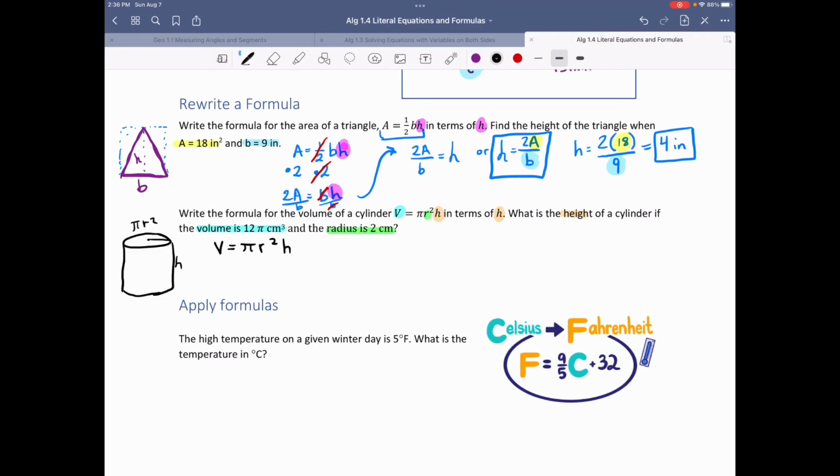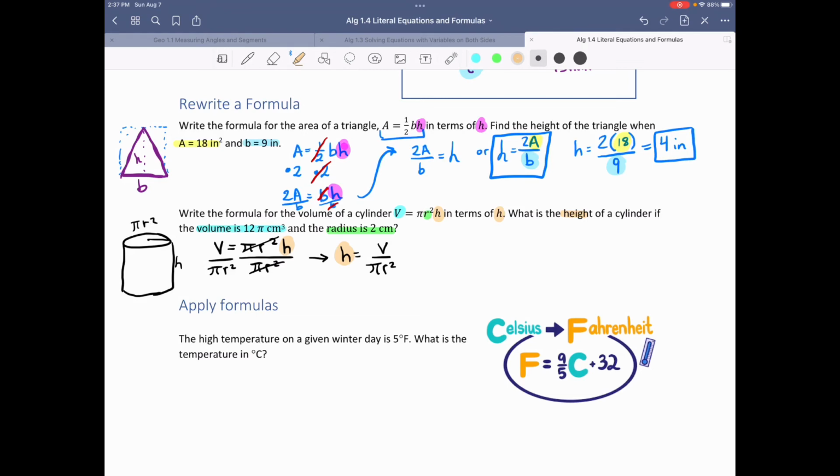So we wanted to solve for the height, h. What we have to do is actually easier than the last one because we don't have a fraction. We're just going to divide by pi r squared. And that cancels the pi r squared, leaving us with h equals V over pi r squared. We had to isolate the h.